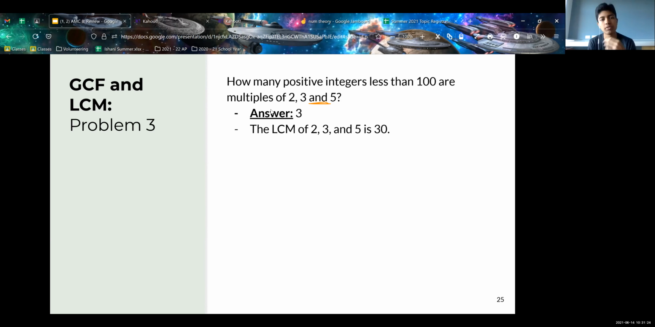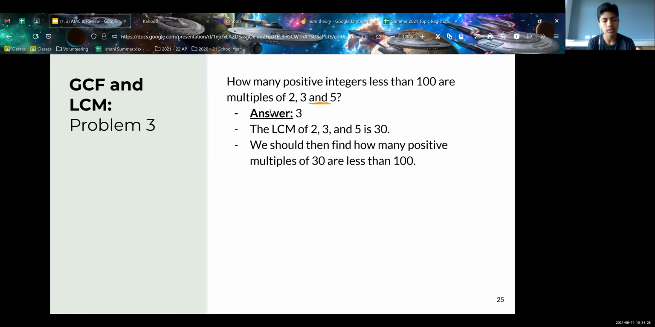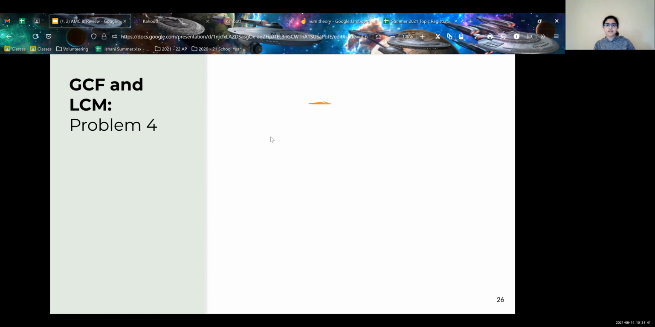Yeah, so the LCM is just 30 of the three numbers. So then we can do how many multiples of 30 are less than 100. So the integers less than 100 that are divisible by 2, 3, and 5 would just be 30, 60, and 90. Right.